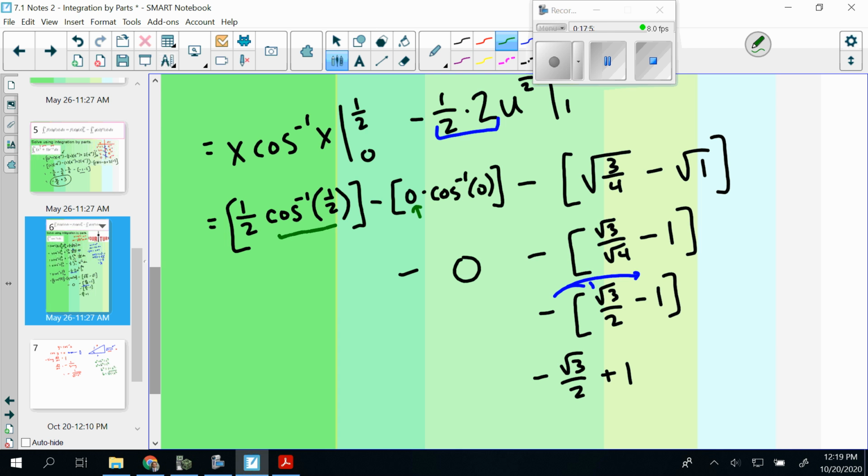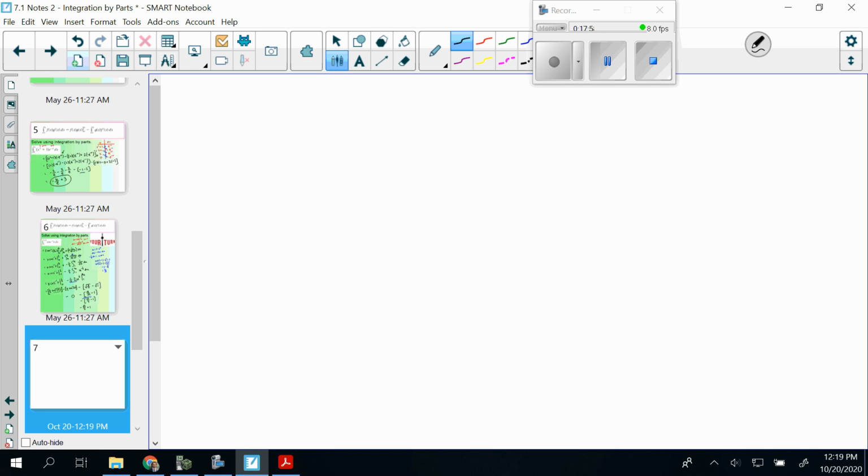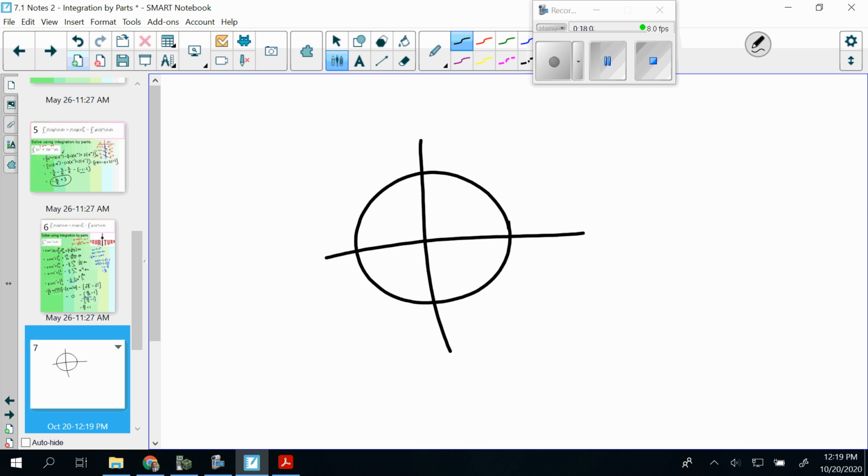How do we do cosine inverse of 1/2? Again, you've got to think trig here. If we have our unit circle, which angle is going to give us a value of 1/2? Well, if we have one of these triangles here, remember, cosine is your x value, sine is your y value on the unit circle. And so we're looking for what's the x value. We want that to be 1/2. Remember, the hypotenuse is always 1.